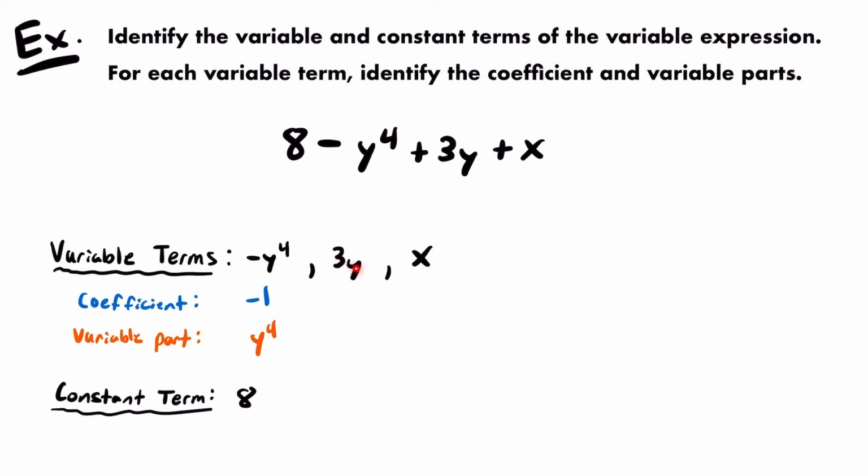Now moving on to 3y, this time the coefficient is easier to see. We can see that it is 3 because 3 is in front of y. So the coefficient is 3, and then the variable part would just be y.